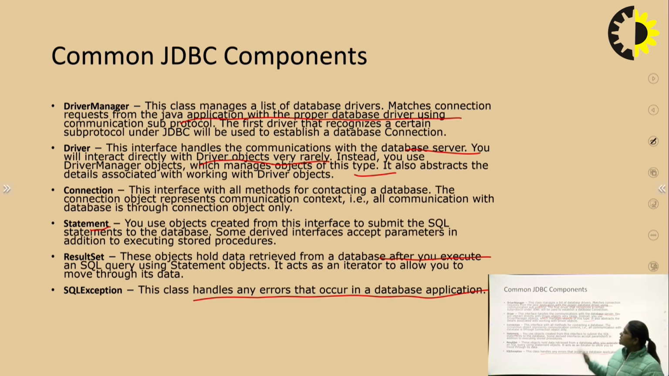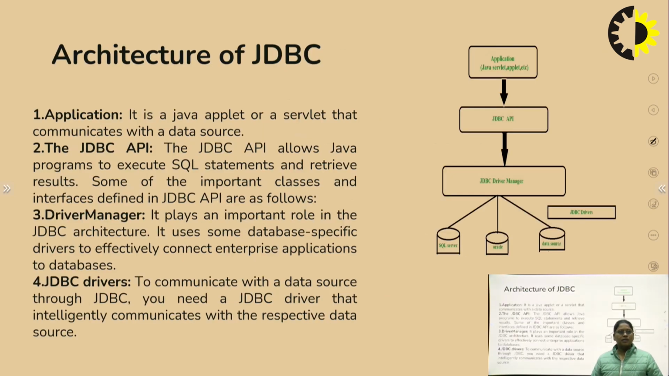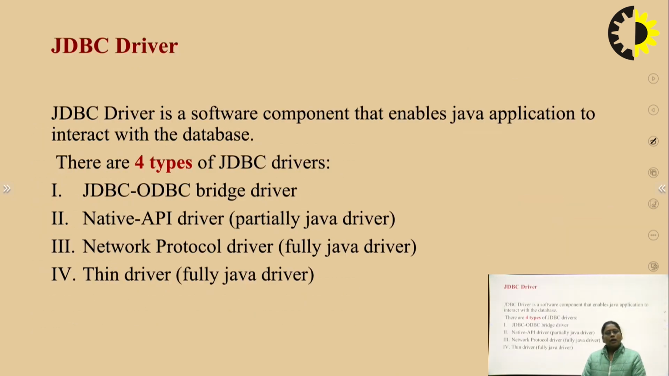So these are some basic components, or some objects, which we have to create once we have to create the connection with the database. So this is the architecture, as we have already discussed in detail. This is the JDBC API, driver manager and JDBC driver, and how we can connect this Java application to the driver. Now we come to the JDBC driver.